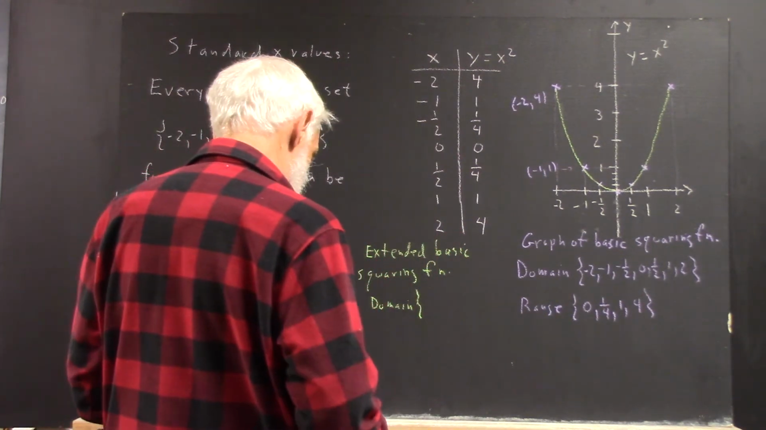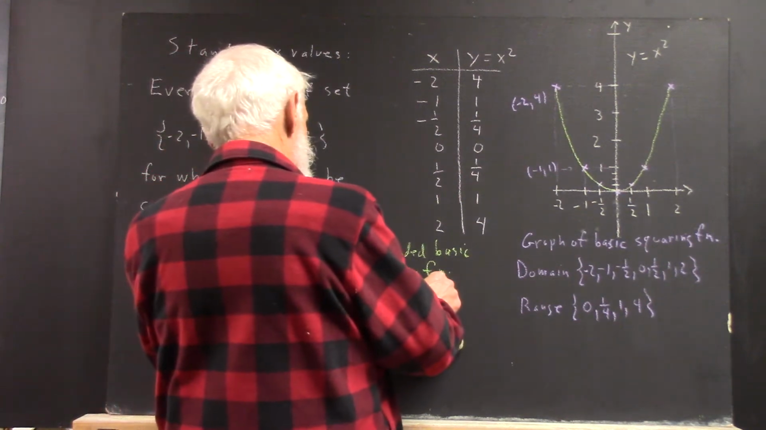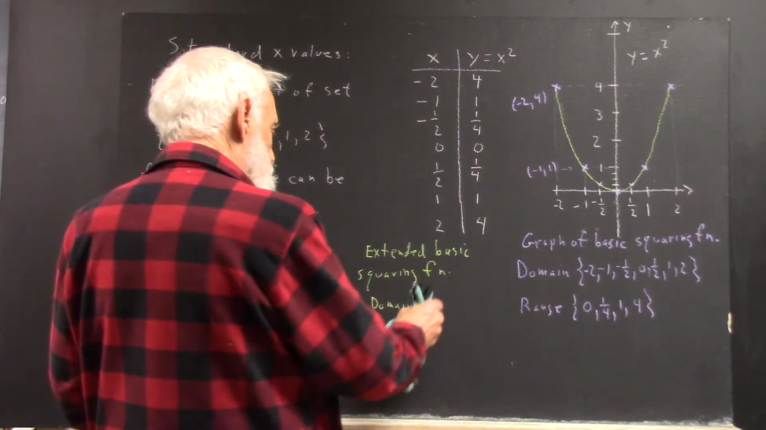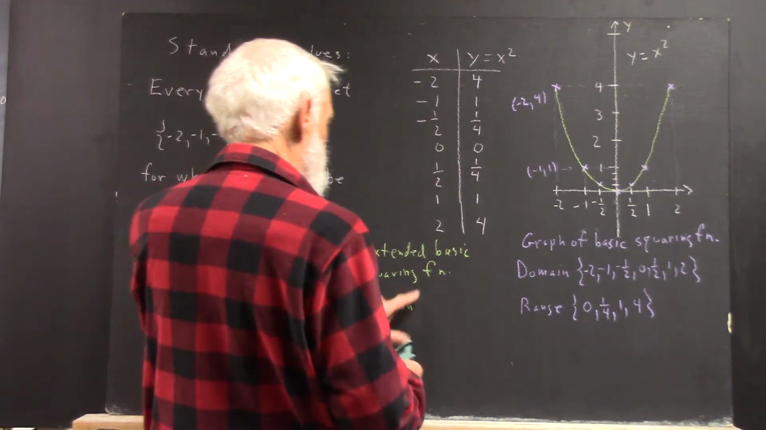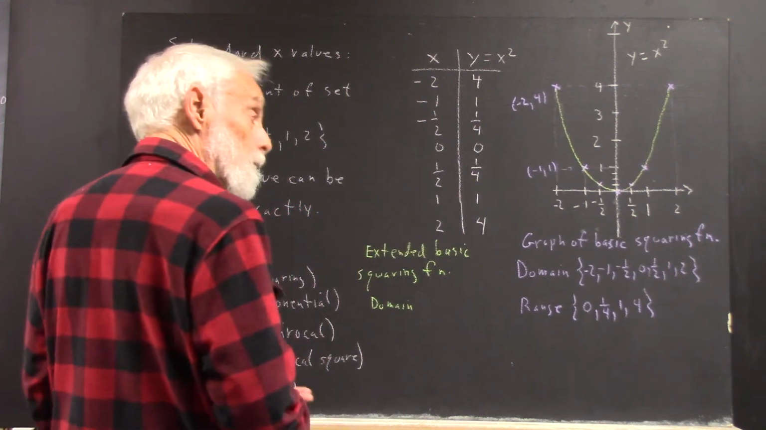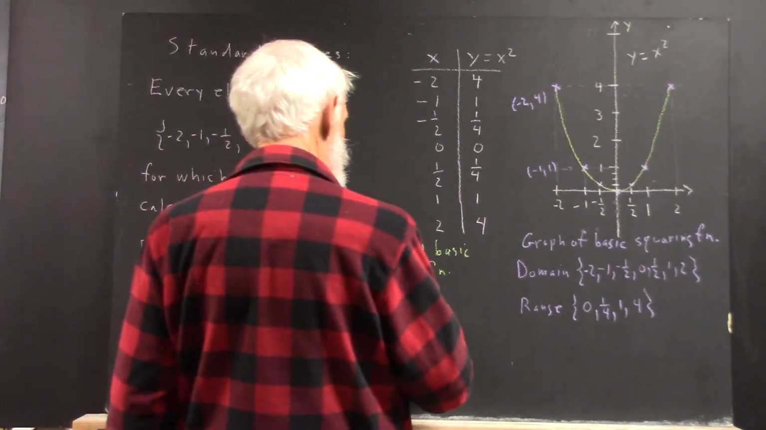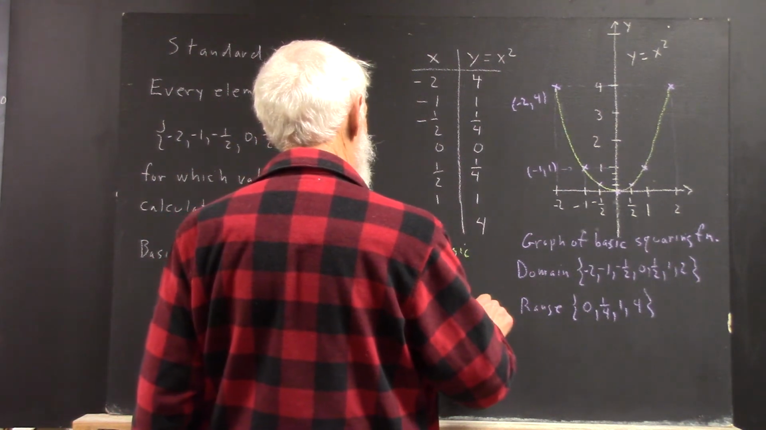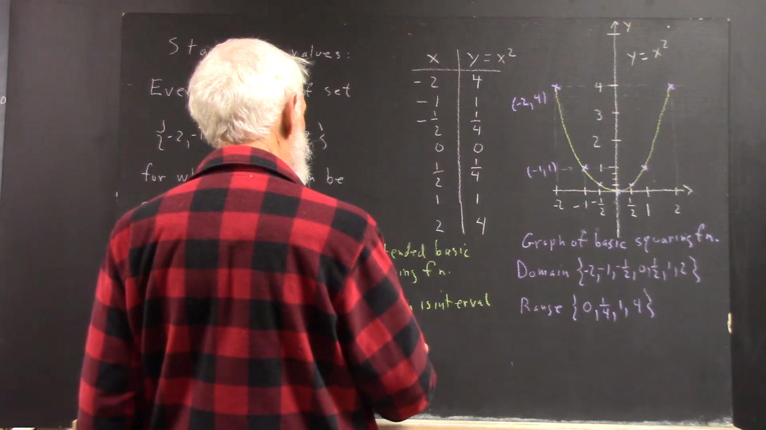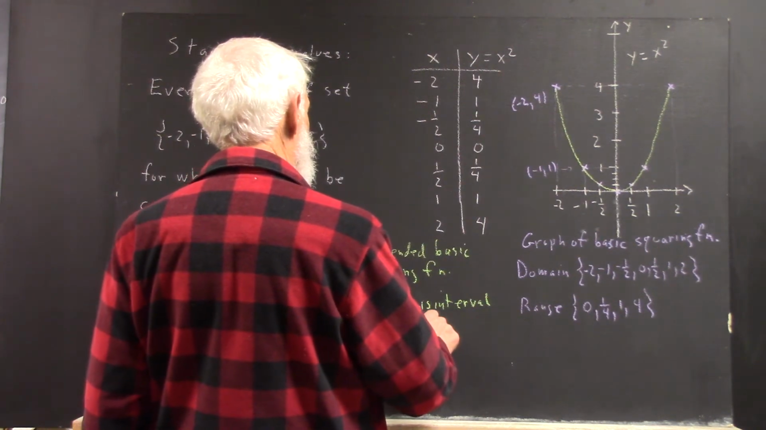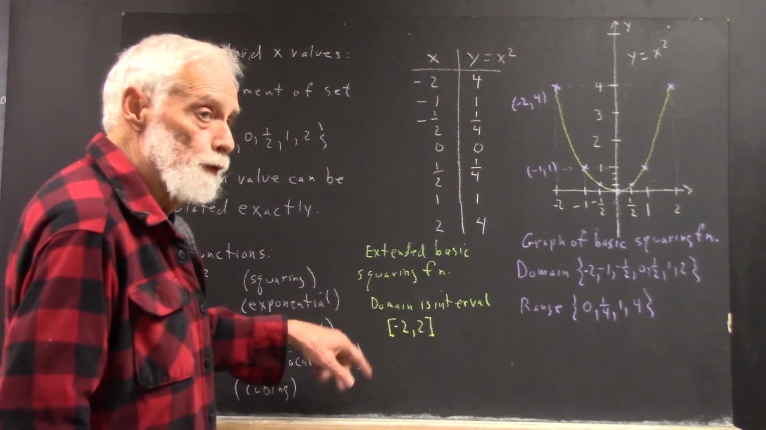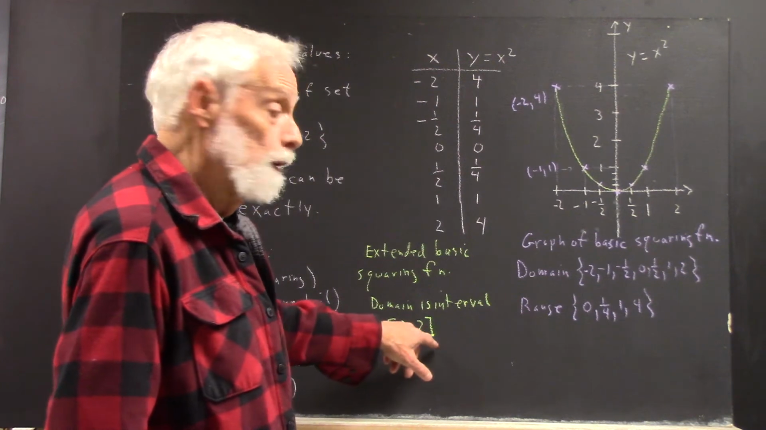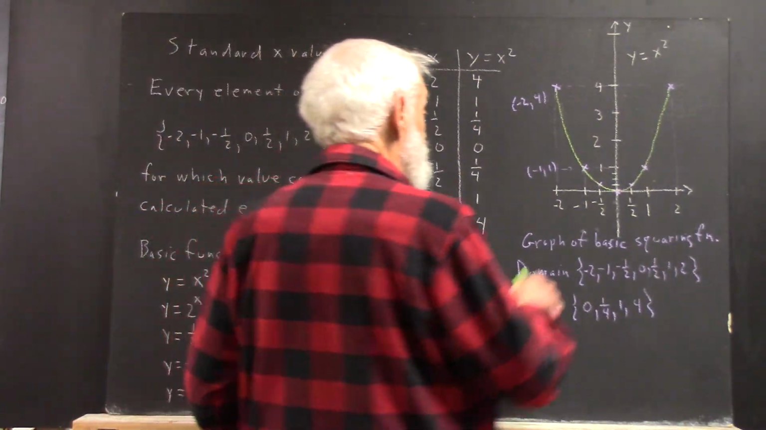And I started to write this domain with a set bracket, meaning I would have wanted to use set builder notation. And I don't want to confuse the issue with set builder notation. I'll just say the domain is the interval -2, 2. And this is the notation for a closed interval. All the values between -2 and 2, including -2 and 2. So here's the domain.